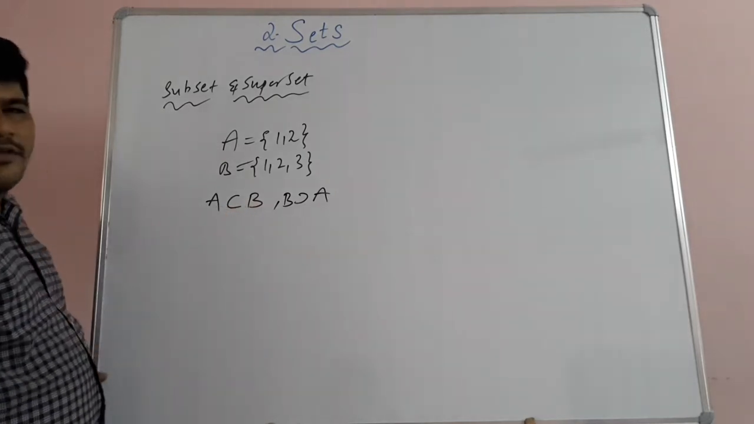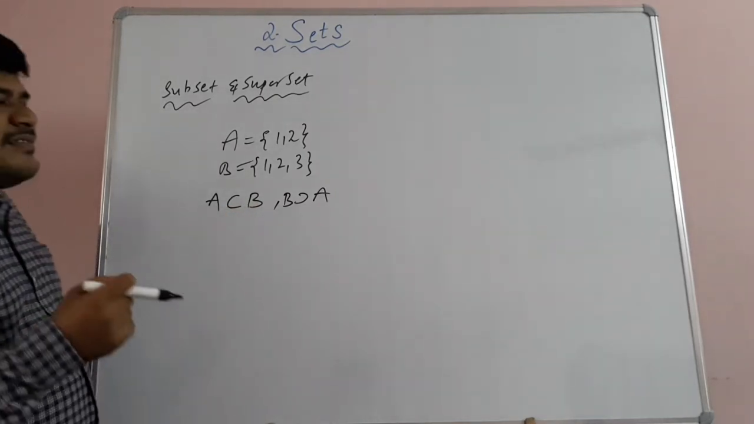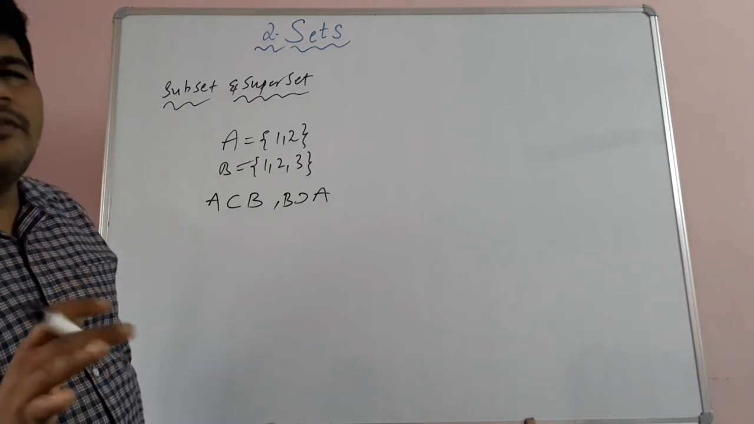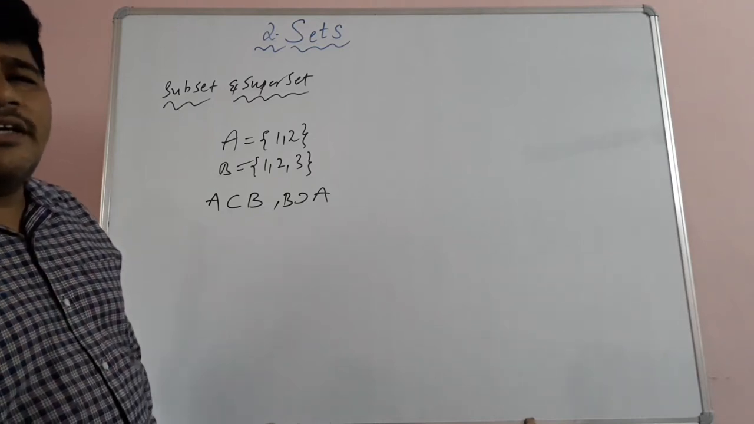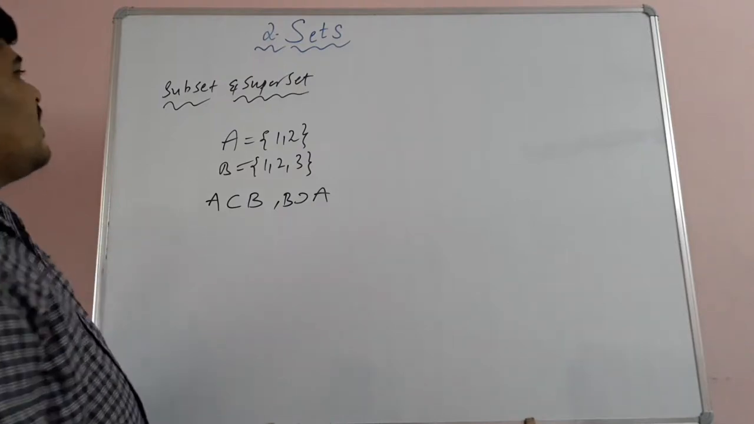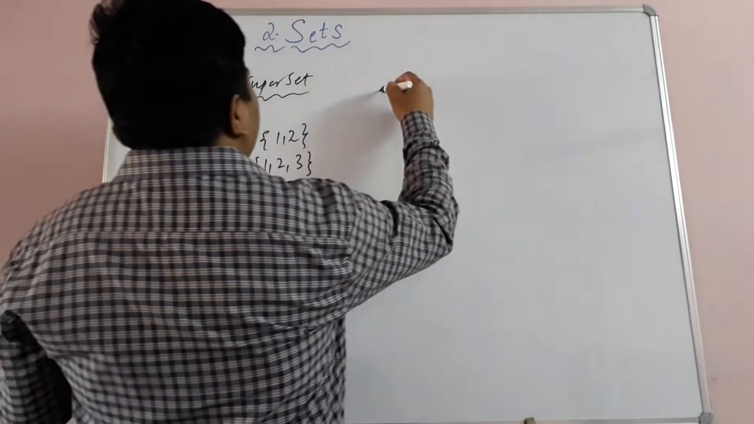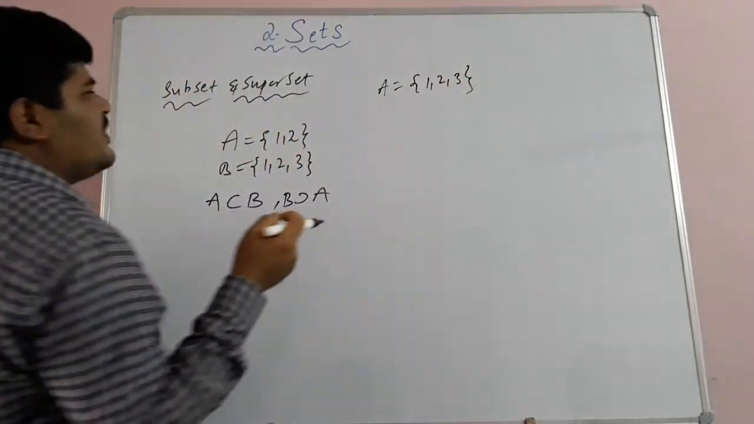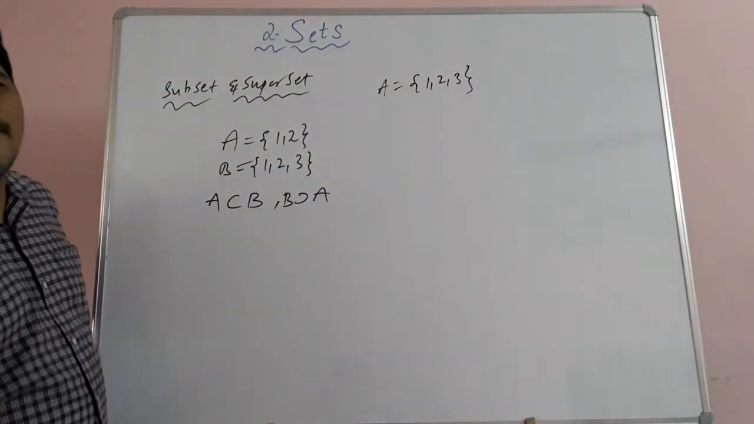Now children, if A is a subset of B and B is a subset of A, then A is equal to B. Means if two sets are equal, then each set is a subset of the other. Suppose A is equal to {1, 2, 3}, given. So what are all the subsets of the set?